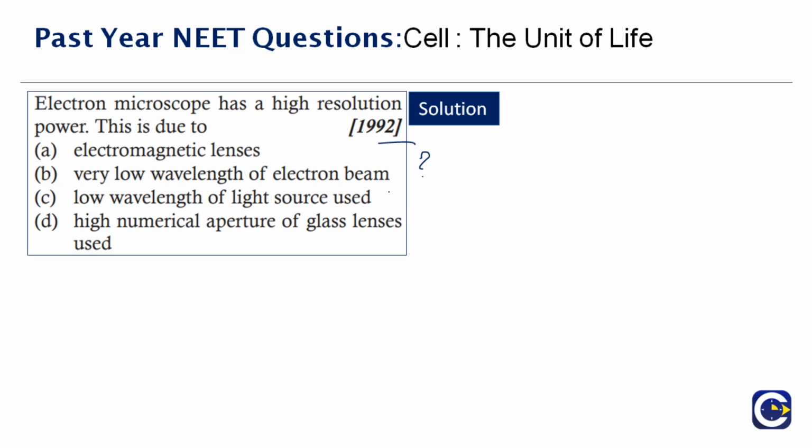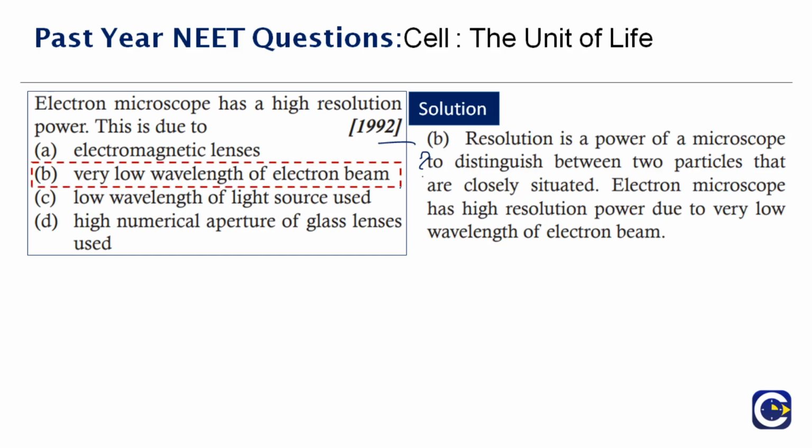I think by now we have guessed the answer, because in the earlier question, we saw that electron microscope has higher resolution power than a light microscope because of the short wavelength, right? Shorter the wavelength, the resolving power will be high. Therefore, the correct answer to this question is very low wavelength of the electron beam.